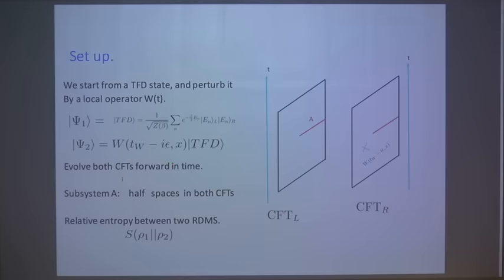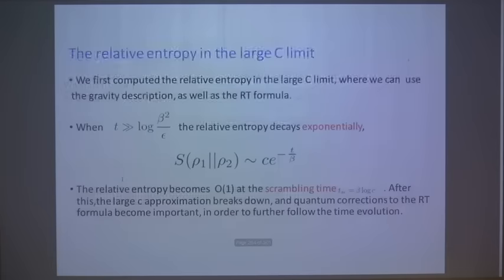We then evolve the system forward in time. From these time-evolved states, we construct two reduced density matrices on some region A. And we would like to calculate the relative entropy between these two reduced density matrices as a function of time. We first computed this relative entropy in the large central charge limit, where we can use the gravity description as well as the RT formula. And the result is schematically given by this.